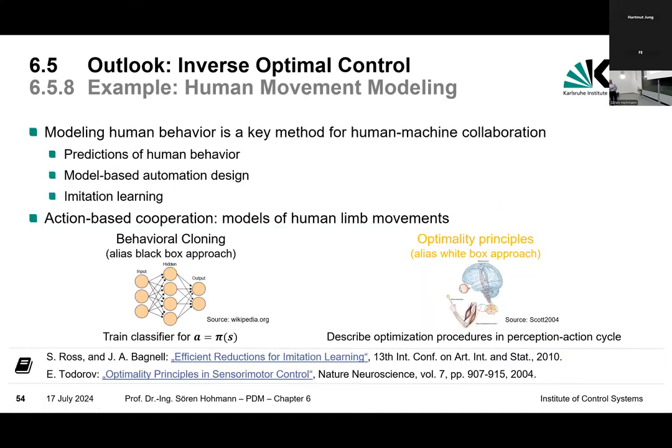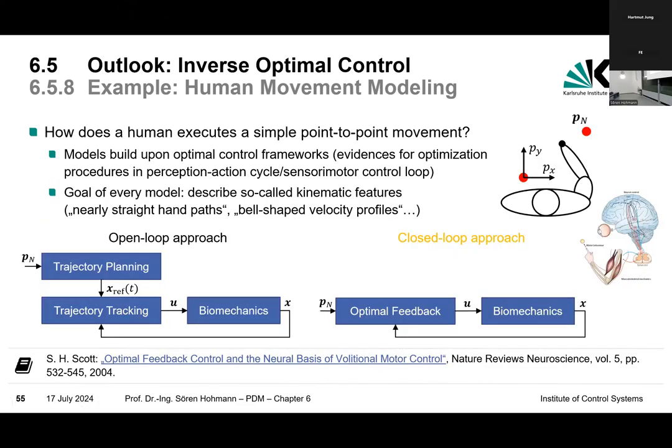This is something I already talked about, this behavior cloning approach with the problems of generalizability or optimality principles. These are the two ways of doing it. Well, if we say it's an optimality principle, it can work as follows. And there are basically two views in neuroscience over the last years or decades, I would say.